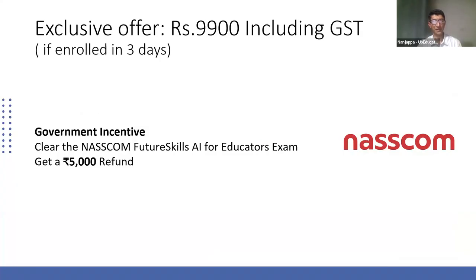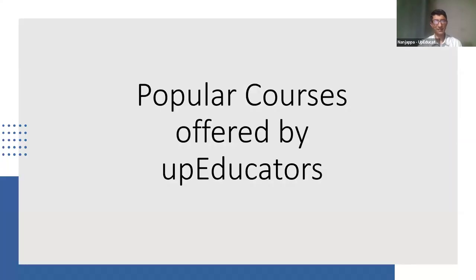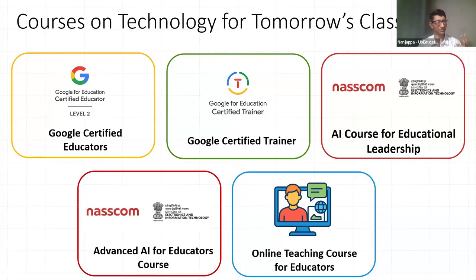Once you clear the exam from NASSCOM, that is the AI for Educators exam, you get a 5,000 rupees refund. Effectively, the course fees is just 4,900. Some of the other popular courses, just give me a minute more.